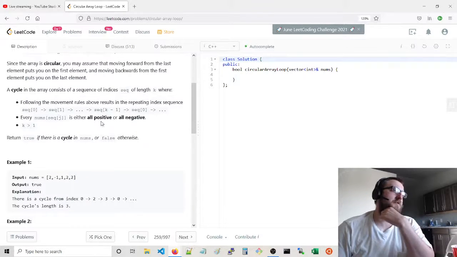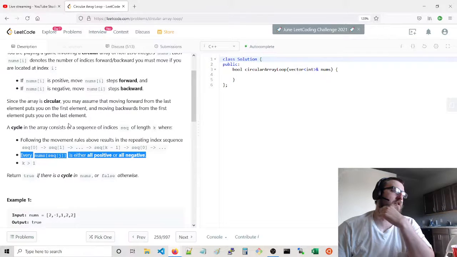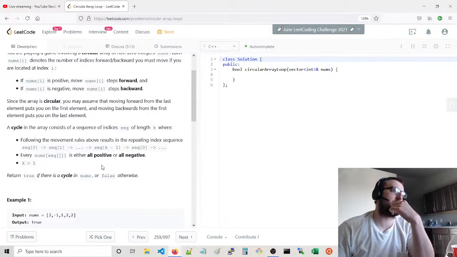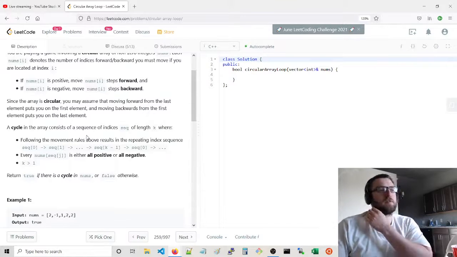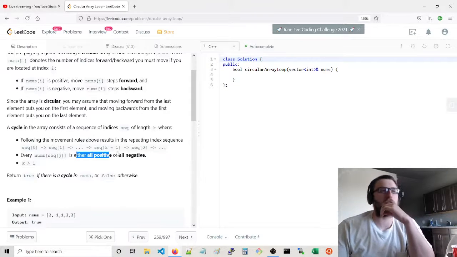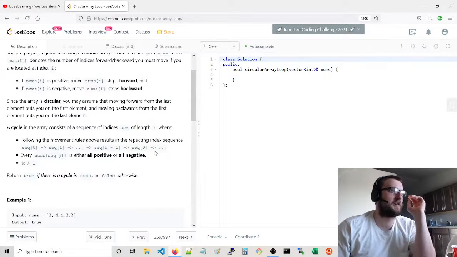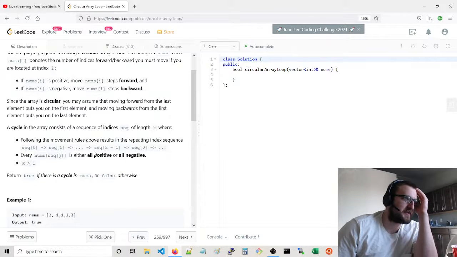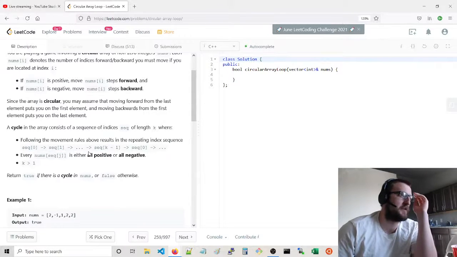Every value is either all positive or all negative. Oh, okay, it's a cycle only if it has to be in the same direction. So it's either all positive or all negative. Which, by the way, you could have these quote unquote cycles with a different definition of the cycle, where it's not all positive or all negative. You could be jumping around all over the place. And k is greater than 1 means you have at least two values that you're moving back and forth between. Return true if there is a cycle in nums, or false otherwise.